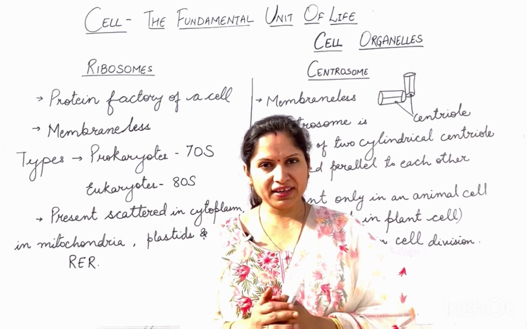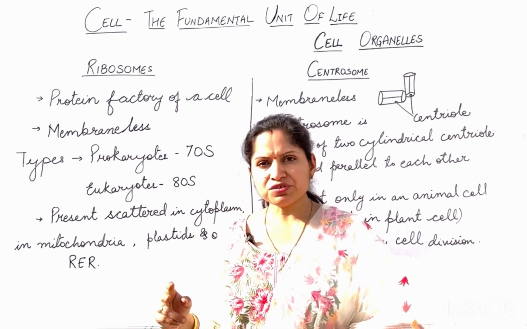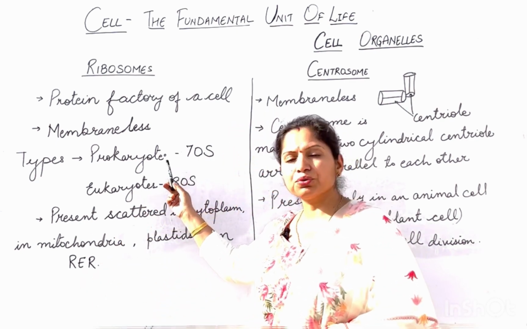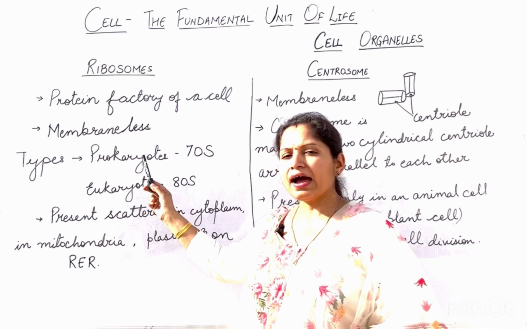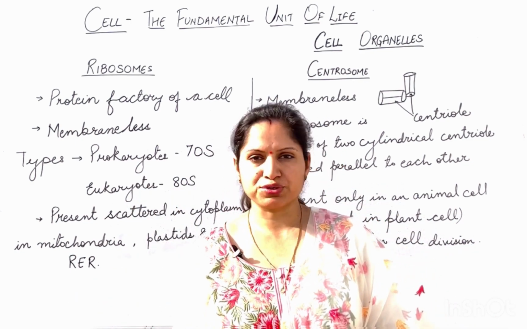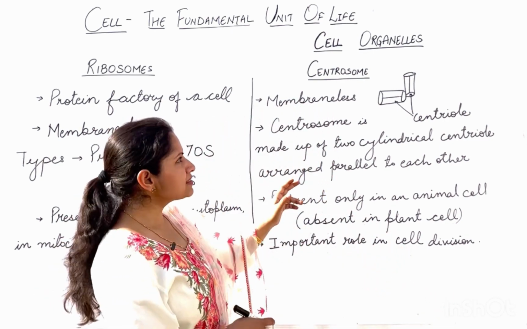One thing that I would like to add that's not given in NCERT is the types of ribosomes. Ribosomes are of two types. 70S ribosomes are seen in prokaryotic organisms, and eukaryotic organisms have 80S type of ribosomes. Okay, so that's not mentioned in NCERT book.